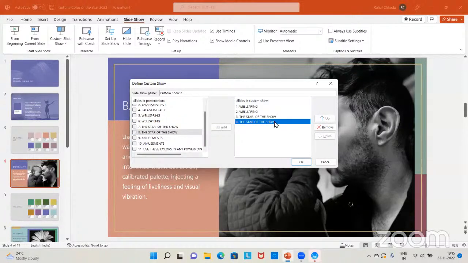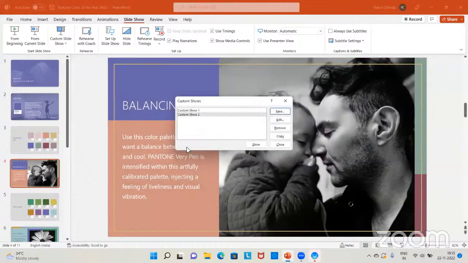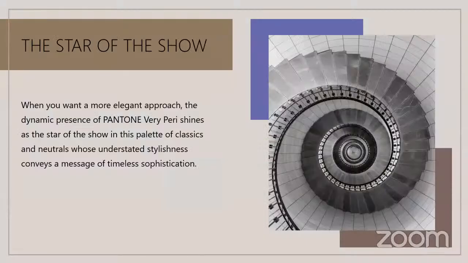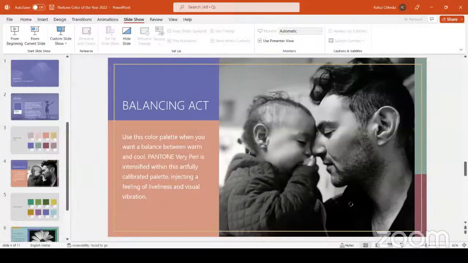It will get added here on the right. Then click OK. So there is custom show 2 available. I can select it and click on show. So I can only see those slides which are there in that custom show.